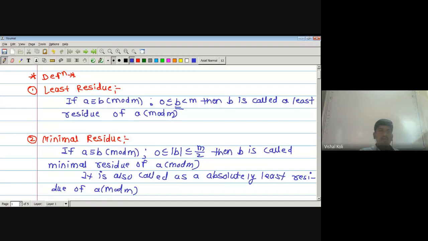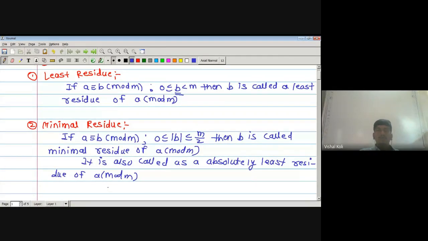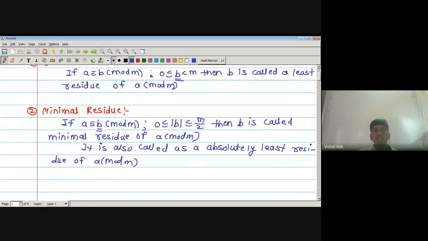If a is congruent to b modulo m and b lies between 0 and m, that is 0 is less than or equal to b which is less than m, then b is called a least residue of a modulo m. And minimal residue is nothing but, if a is congruent to b modulo m and 0 is less than or equal to modulus of b which is less than or equal to m by 2, then b is called a minimal residue of a modulo m, which is also called an absolutely least residue of a modulo m. Actually residue means remainder, that is b is nothing but the remainder when a is divided by m. Okay, these are the definitions of least residue and minimal residue.